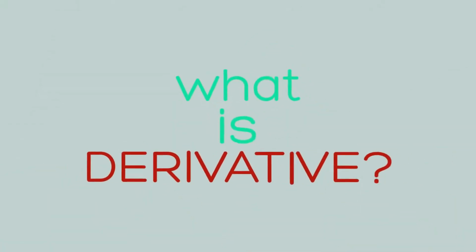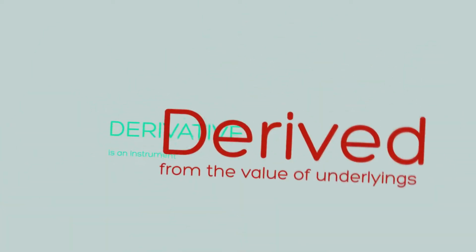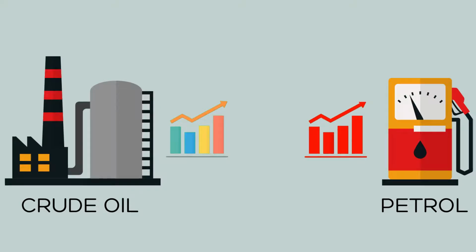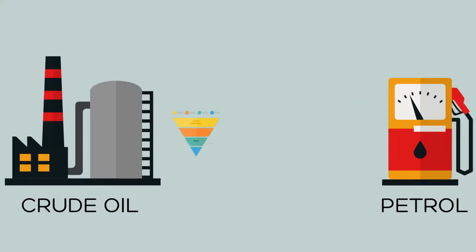First one is what is derivatives. Derivatives is an instrument derived from the value of underlyings. To understand this, I can take an example of crude oil and petrol. So here crude oil is an underlying asset and petrol is a derivative. As crude oil prices move up, petrol rates also start to move up, and alternatively if crude oil prices go down, petrol price also goes down. So derivatives are completely dependent upon the underlying assets.